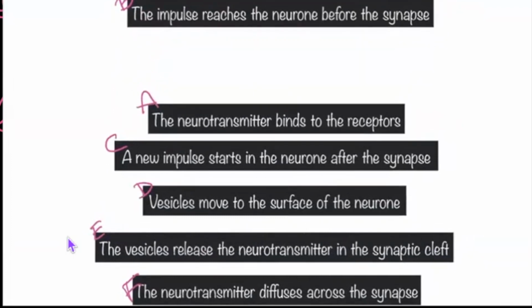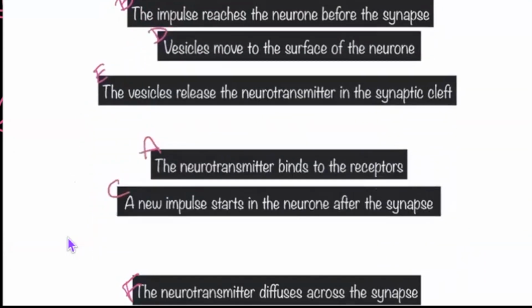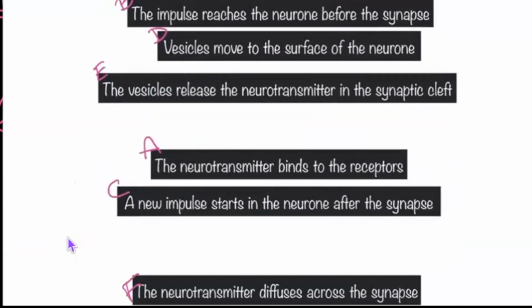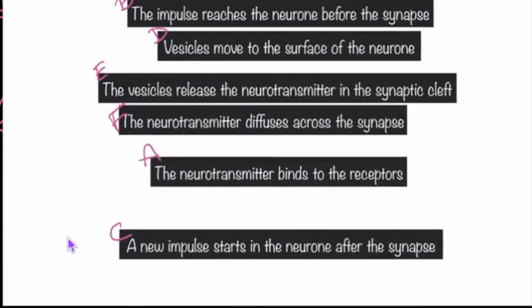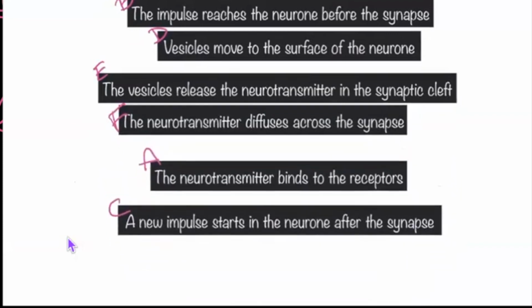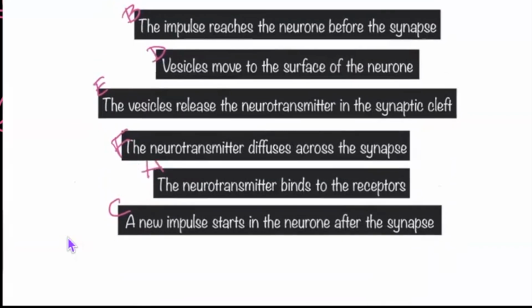B. And then I'm going to shift to vesicles, D. Following that, they will release their content, which is E. As they release their content, they will diffuse that neurotransmitter, right? The neurotransmitter binds, and there's a new impulse. So that's the best order. Is it clear? All right.